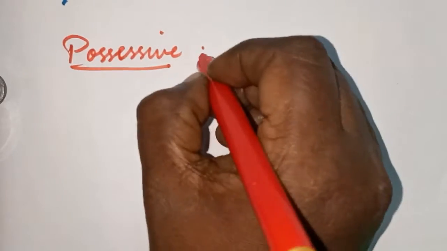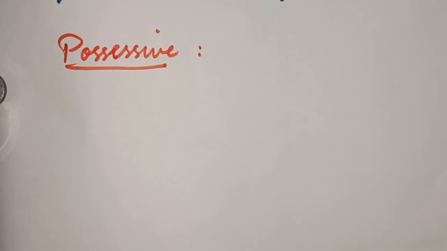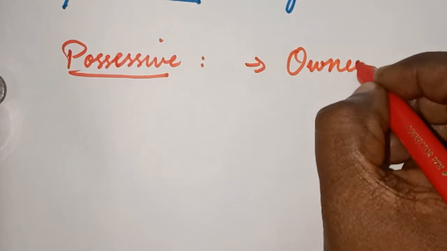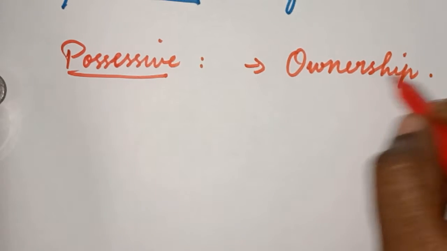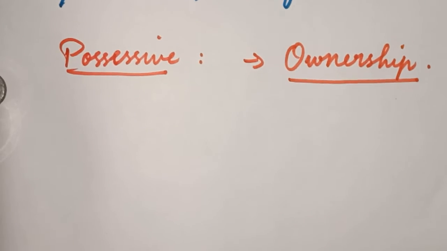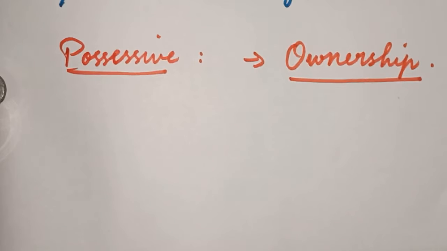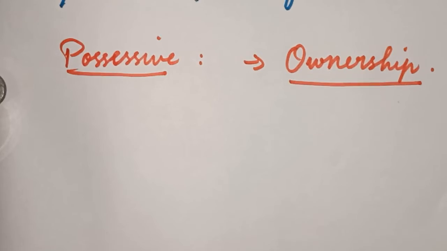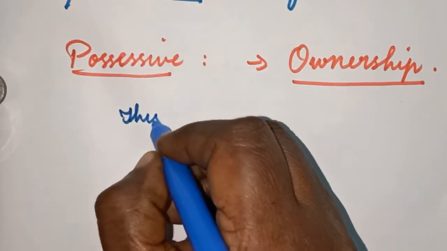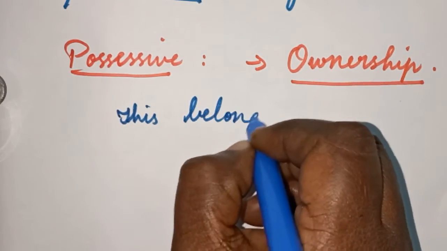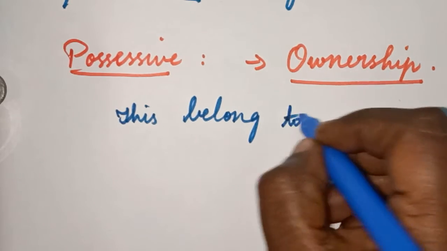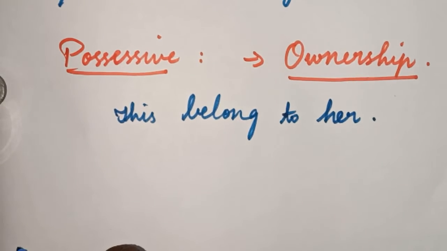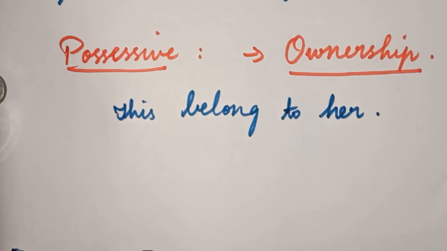Okay, so what is this possession? Possession denotes the ownership of something. So a possessive determiner says whom the particular thing belongs to. For example, this bag belongs to her. This book belongs to her. This pen belongs to him.